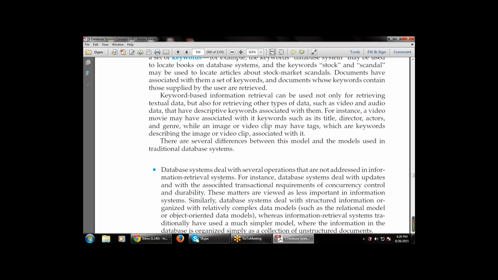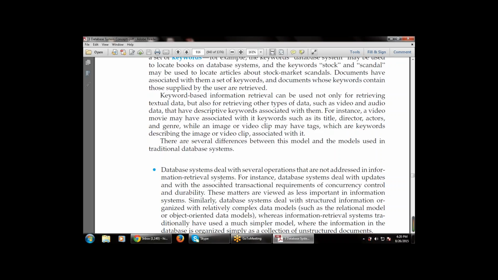The first point is that a database system deals with several operations that are not addressed in an information retrieval system. For example, a database system deals with updates and the associated transactional requirements of concurrency and durability. The concurrency control and durability control are associated with transaction requirements. These matters are viewed as less important in information retrieval systems.